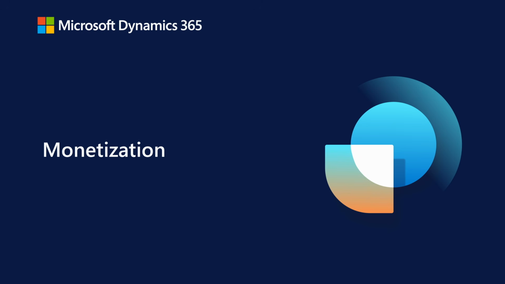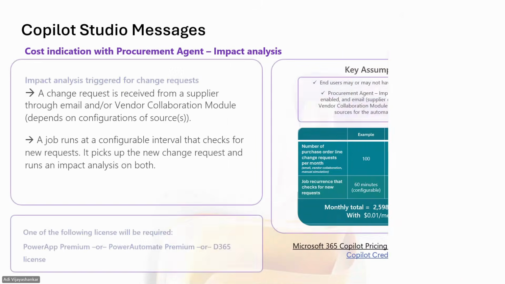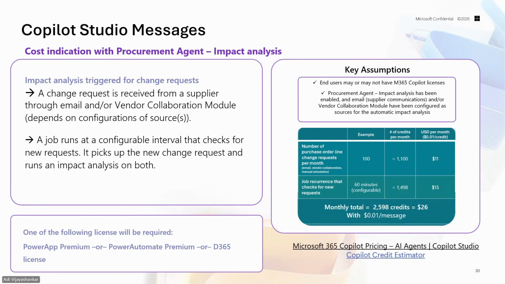Now let's talk about monetization, Copilot credits, licenses. There are two elements making up the Copilot credit consumption for the procurement agent impact analysis. The first is the number of purchase order line change requests that are received through the sources that have been configured, including manual simulation requests.